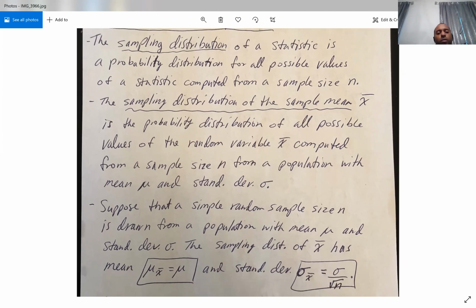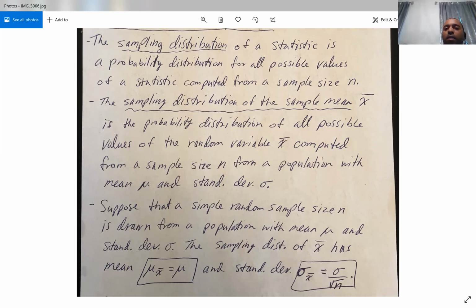All right, and then the third one: suppose that a simple random sample of size n is drawn from a population with mean mu and standard deviation sigma. So the sampling distribution of x bar is going to have a mean that's the same as your population mean.